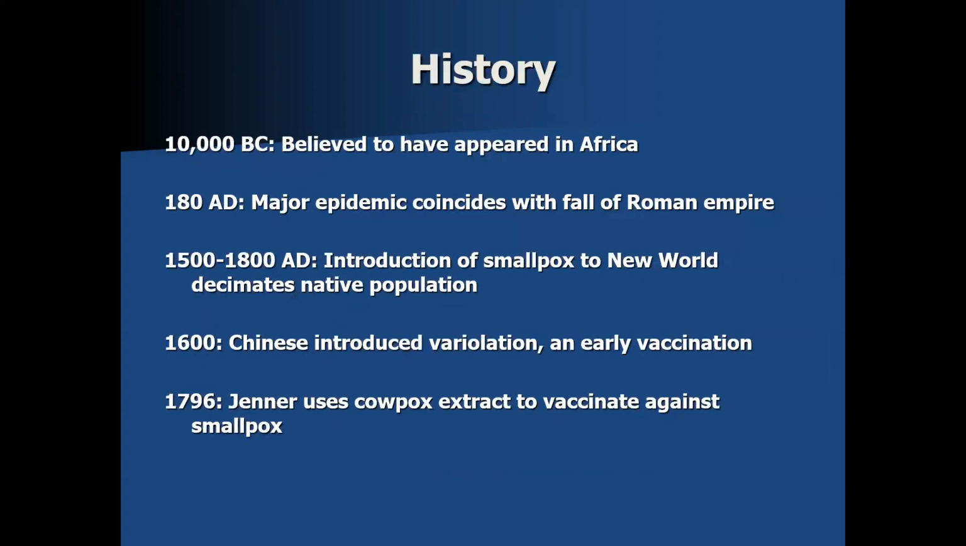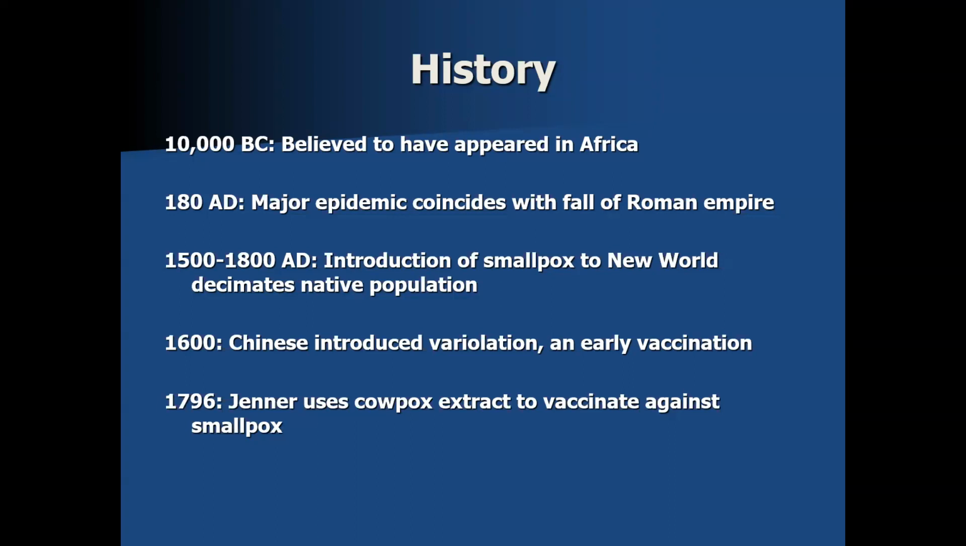Smallpox has been around for a long time. In 10,000 BC, it is believed to have appeared in Africa. In 180 AD, a major epidemic coincides with the fall of the Roman Empire. From 1500 to 1800 AD, the introduction of smallpox to the New World decimated the native population. Disease killed more natives than guns ever did.